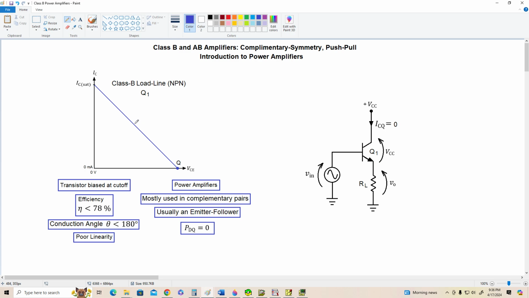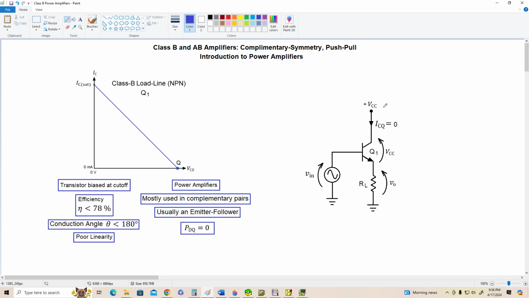One of the bad things is that they're very inefficient, and that's where Class B and Class AB amplifiers come in, because they're much more efficient than Class A and much better suited for power amplifier applications. Alright, the main idea behind Class B biasing is that the Q point of the transistor is located at cutoff. This basically means that the transistor is not biased up at all.